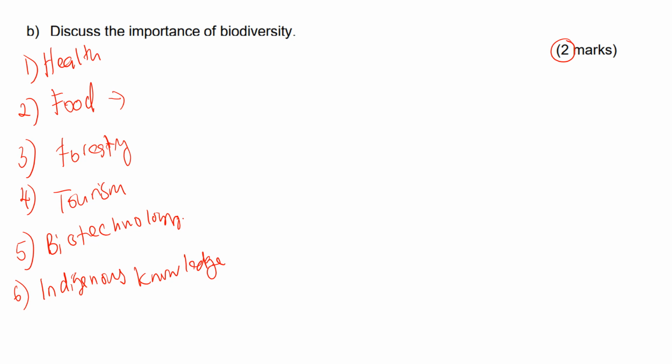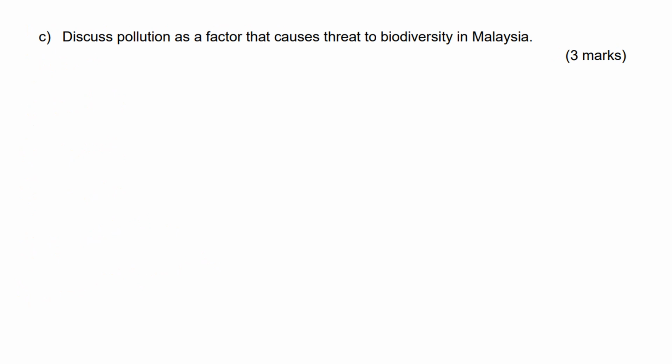They access their food source from the natural habitat, but yet they will still sustain the natural habitat without destroying the forest, for example. So we should gain this indigenous knowledge from the indigenous people. Those are the importance of biodiversity that you could include in your answers.